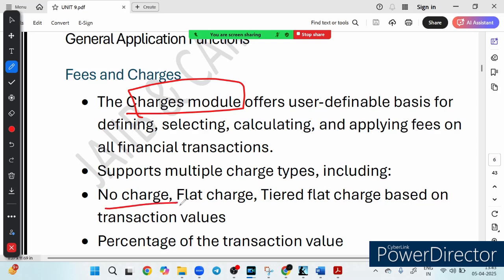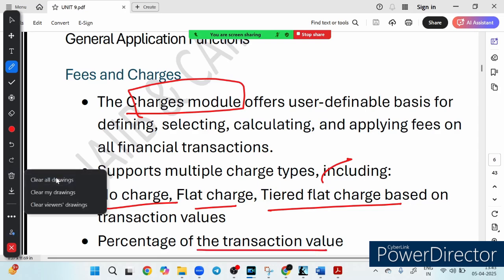A charge can be zero. A charge can be a flat fee like rupees 100 per transaction, or a tiered flat charge like rupees 50 for transactions below 10,000 and rupees 100 for higher transactions. This is called tiered flat charge, or even a percentage of the transaction value. So it gets smarter. Let me give you one example to make it more clear.